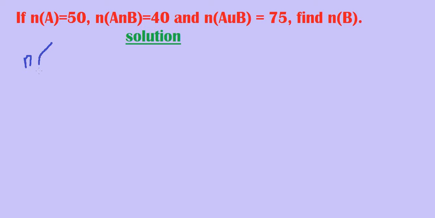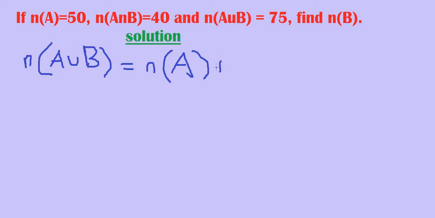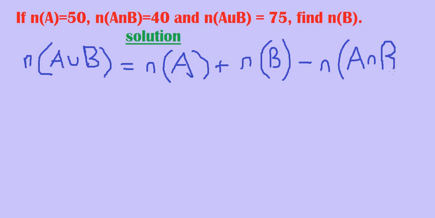Number of A union B equals number of A plus number of B. Then take away the number of A intersection B. So that is our formula.